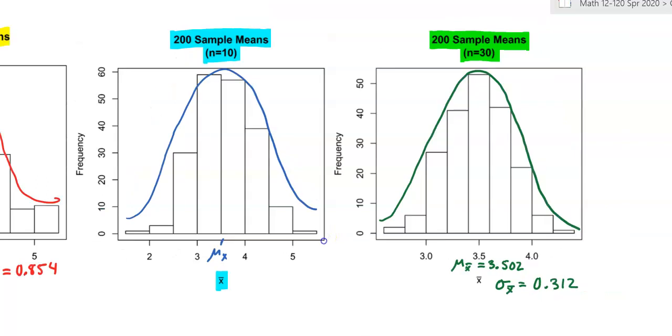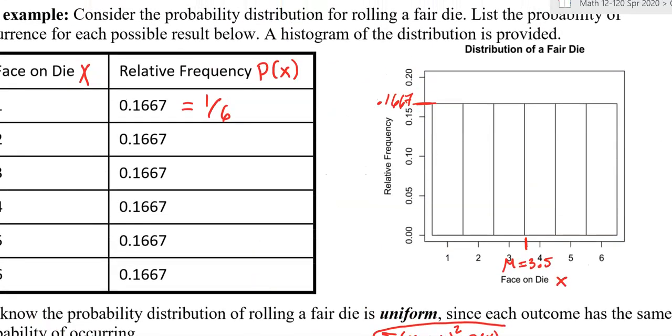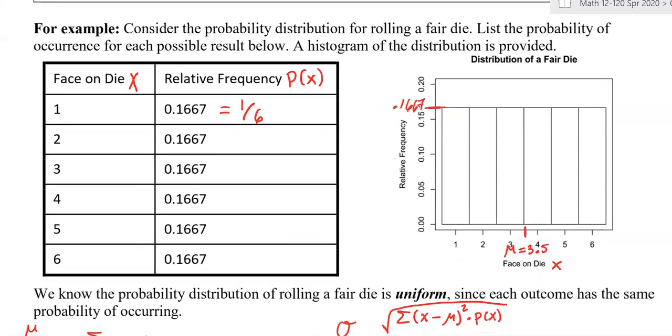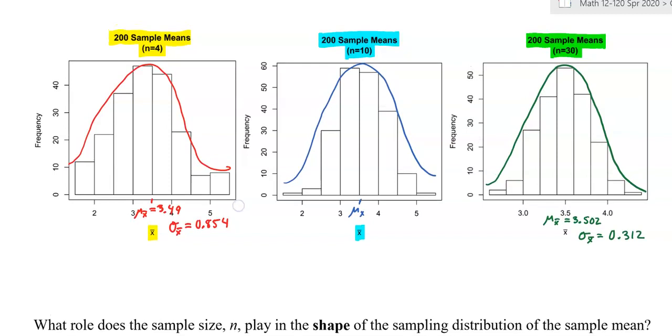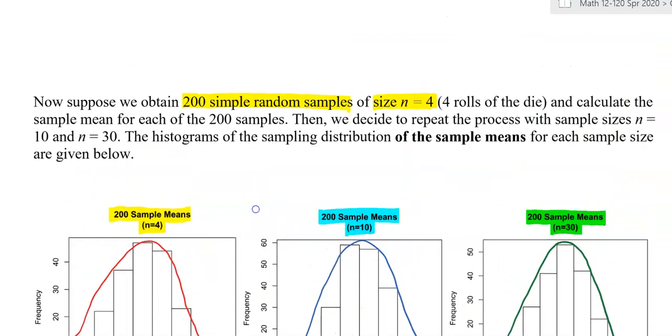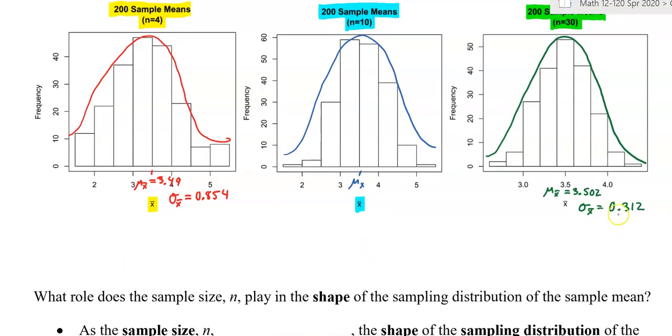So what is the main result we're seeing here is that even though our original distribution was uniform, right, for the individual values, in this case the face of the die, once we started looking at samples and looking at the average of those samples, the shape started changing. It went from uniform to being normally distributed, right, having a bell curve. The mean, notice, is still at around 3.5, but the standard deviation did change dramatically. It went from 1.7 down to 0.312. So it went down dramatically. That means that the variability decreased, got smaller.